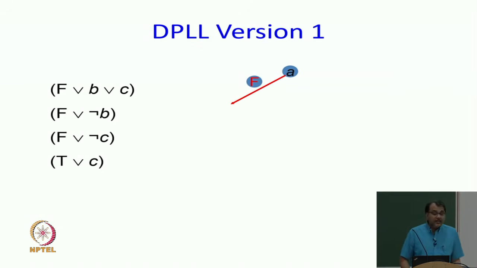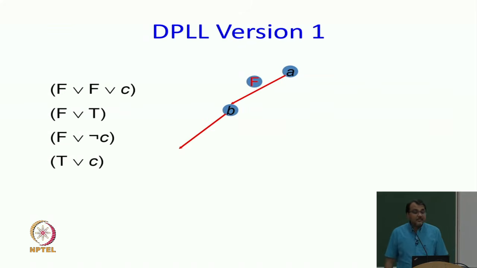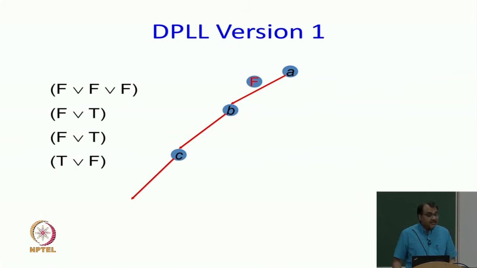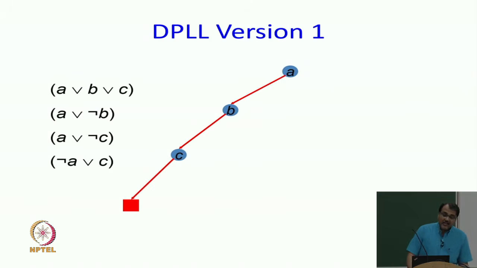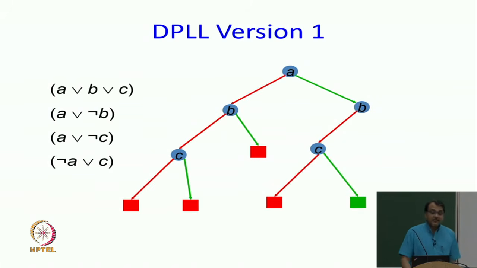So I go to B, I branch on B false, then I ask the question, does it make the formula false or true? So far, no, it does not. I keep going, I branch on C, then I ask the question, does it make the formula true or false? It makes the formula false. I backtrack. Now when I backtrack, I go back to C and I try the value true, then I try the value true for B, and I keep doing this, and this is how the algorithm will work, and finally I will get the first success, and that's where I will stop.